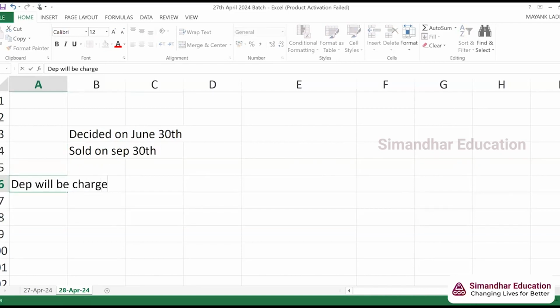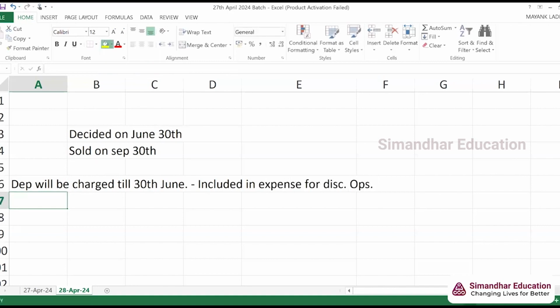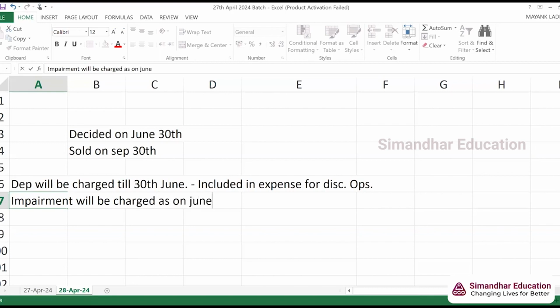Depreciation will be charged till 30th June. Included in expenses for discontinued operations. Okay. First. Second. Impairment. Impairment will be charged as on June 30th. Okay. Then we have sold on 30th September. So January till September revenue minus expenses minus tax will be discontinued operation.